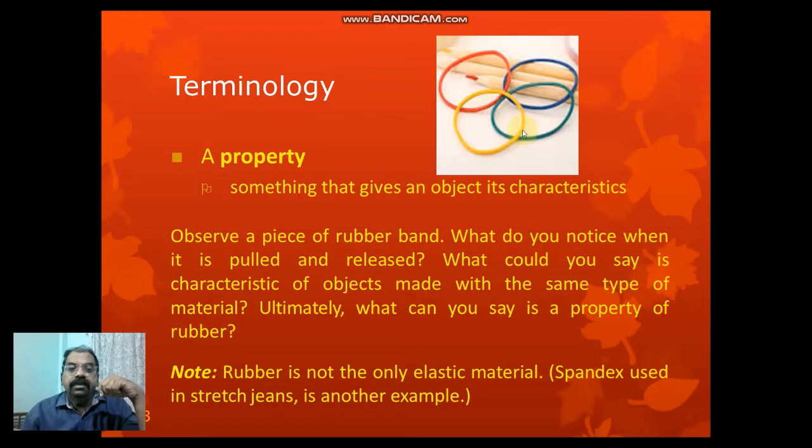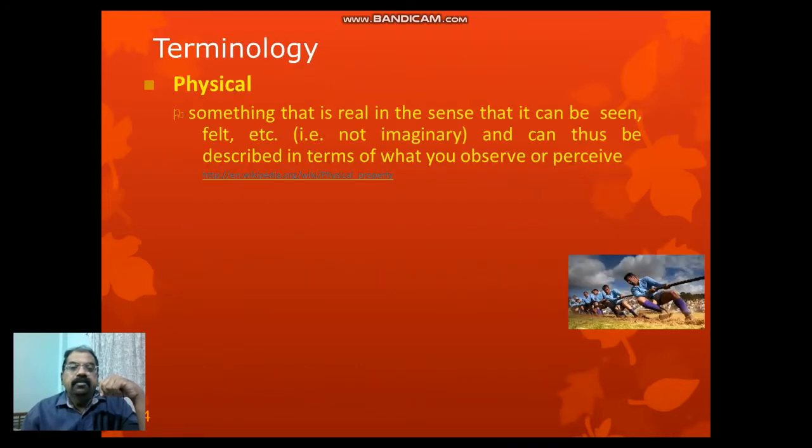So property. Next is physical, something that is real in the sense that it can be seen, felt, etc. Not imaginary, but keep it in mind, it is never imaginary. Whenever we talk about physics, physical theories and all the definitions related to physics, we never talk about imaginary things. For an initial stage we can imagine something, but afterwards we have to physically prove that, and can thus be described in terms of what you observe or perceive.